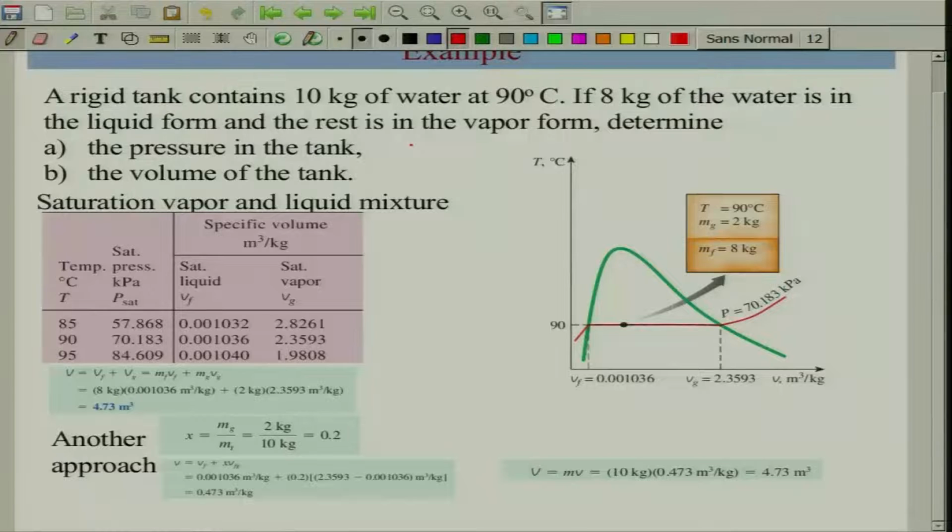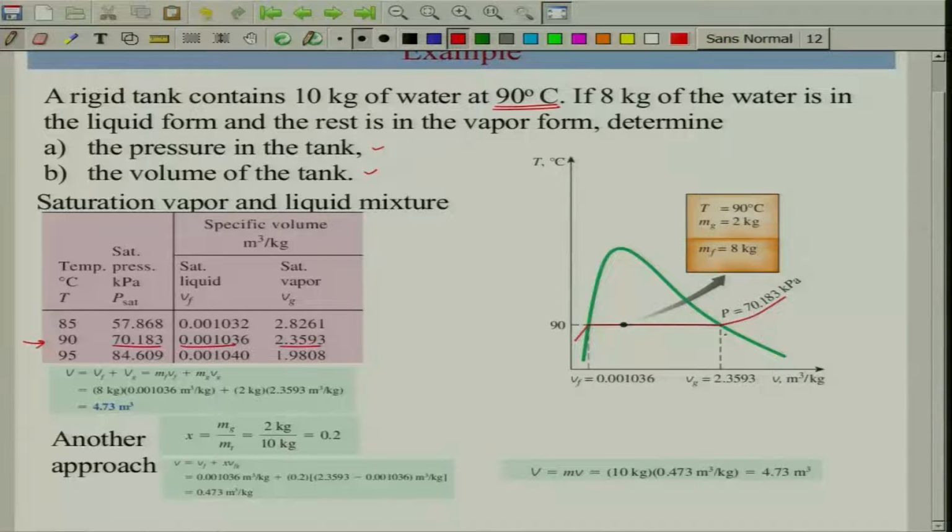This is an example of a rigid tank containing 10 kg of water at 90 degrees Celsius. If 8 kg of water is in the liquid form and the rest in the vapor form, we have to determine the pressure of the tank and the volume of the tank. We have been given 90 degrees Celsius, and it is being told to us that this is a system in saturated condition. So, we first look at the saturation property table, the temperature one. I extract that, and corresponding to 90 degrees Celsius, we have the saturation pressure and the specific volumes.